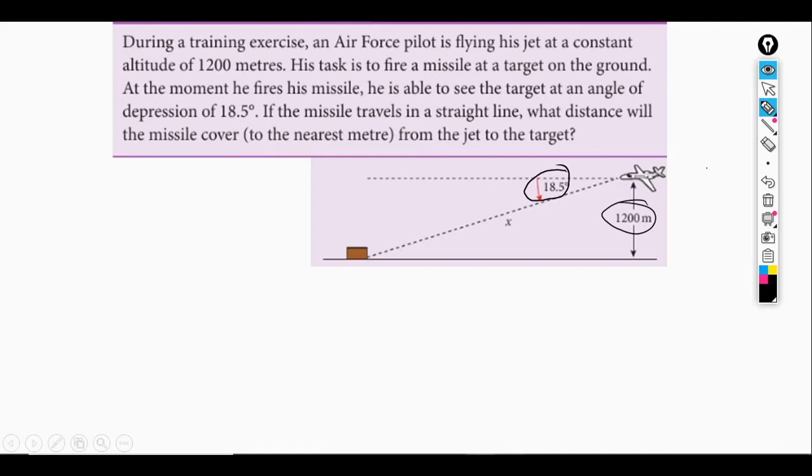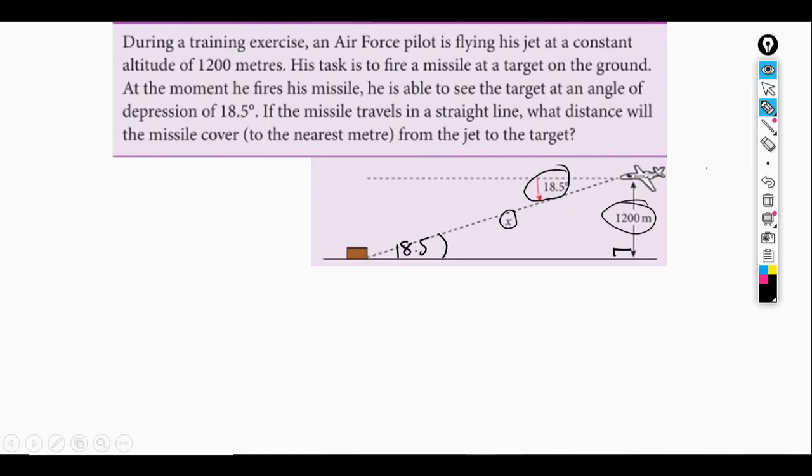If the missile travels in a straight line, what distance will the missile cover to the nearest meter from the jet to the target? Okay, so to make things easier, remember that this angle is equal to this one over here, right? So this is 18.5 degrees. And we obviously have a right triangle. So all we need to do is decide which trigonometric ratio we can use to find x, which is the distance between the jet and the target.